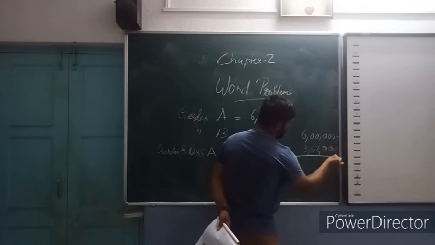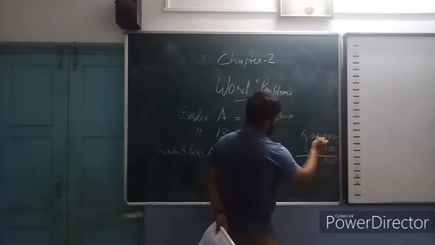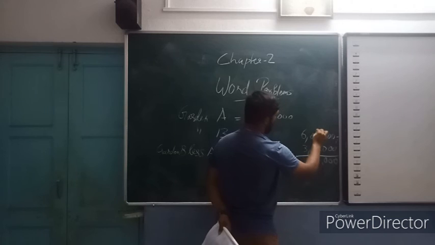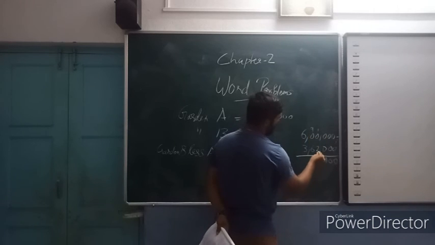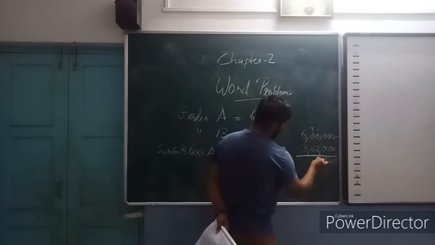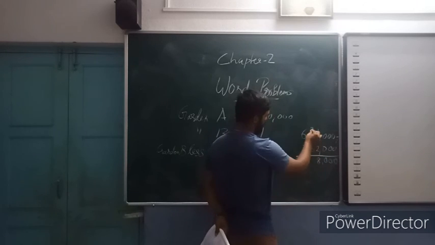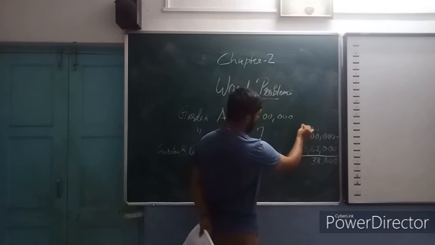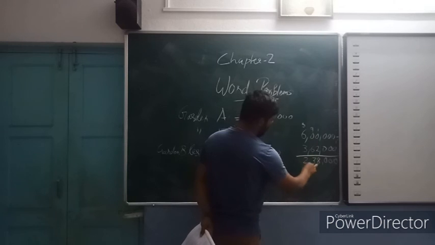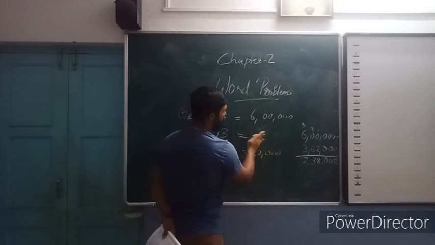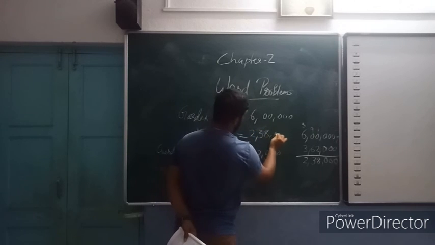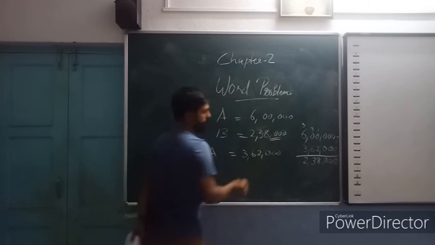0 minus 0 is 0, 0 and 0. Then this is smaller, so we borrow 1 here. Here it becomes 10 and here it becomes 9. So 10 minus 2 is 8. 9 minus 6 is 3. Here it is 5 now. So 2. So garden B has how many flowers? 2,38,000 flowers.